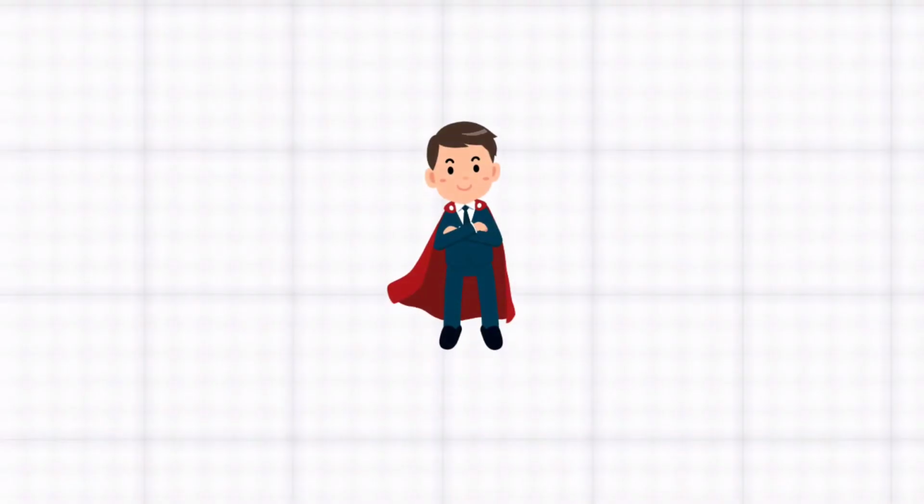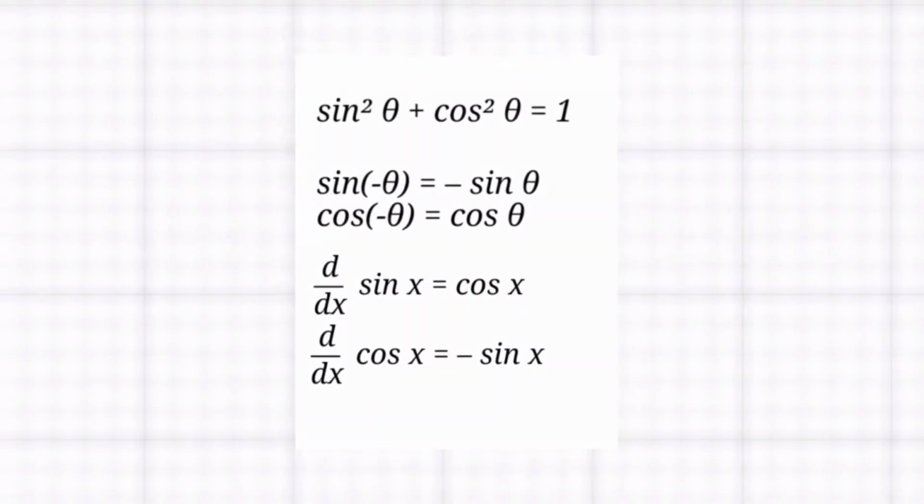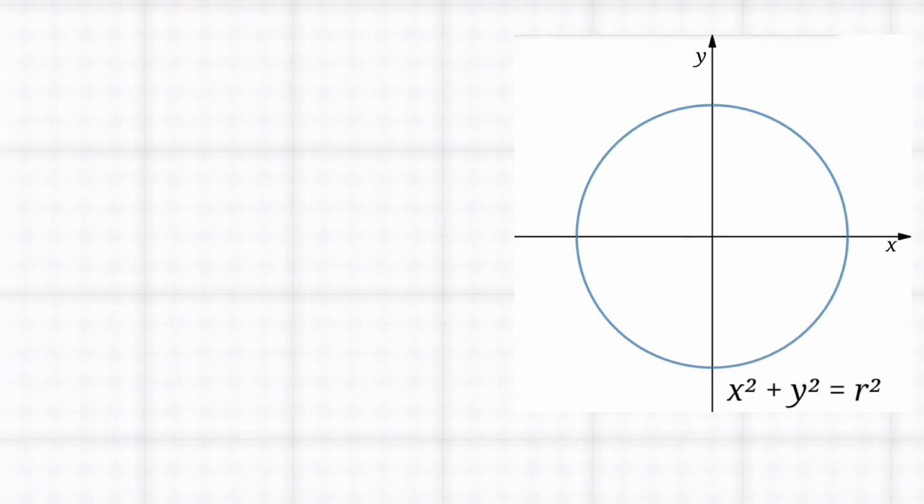When it comes to defining the sine or cosine function, there are several ways to do that. Here I will show two ways how this basic trigonometry formula is derived. First, geometrically speaking, consider a circle of radius r and let P be any point on the circle.